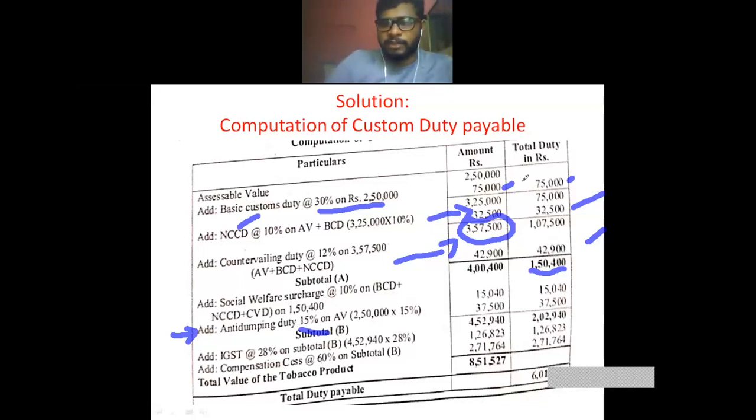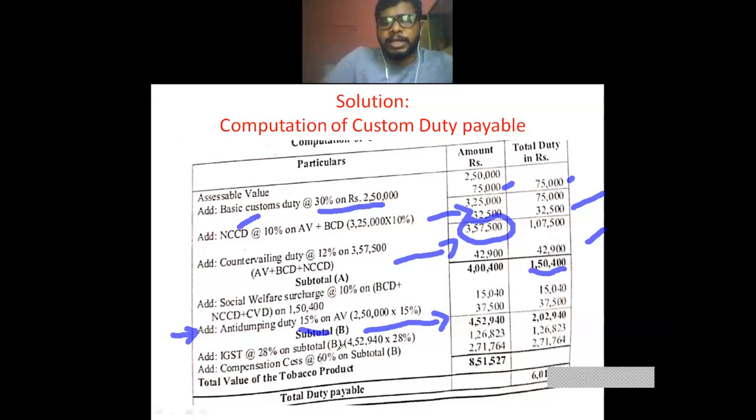So how much is the assessable value? 2,50,000 is the assessable value into 15%. So that is 37,500. Add, you will get part B total. Write the part B total. Now add IGST at 28%.